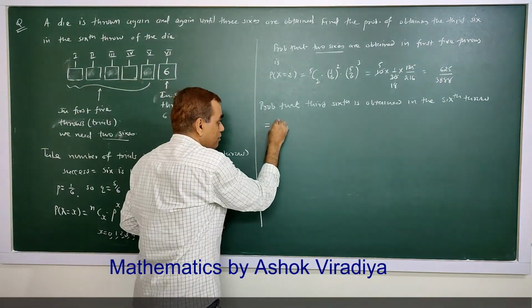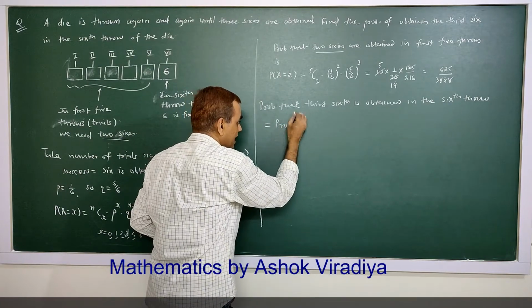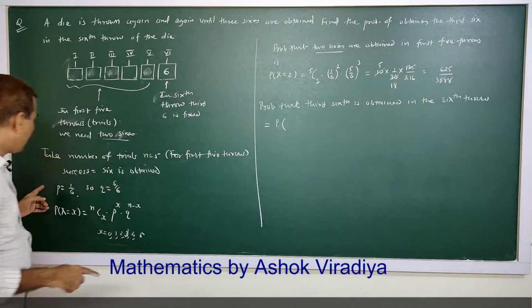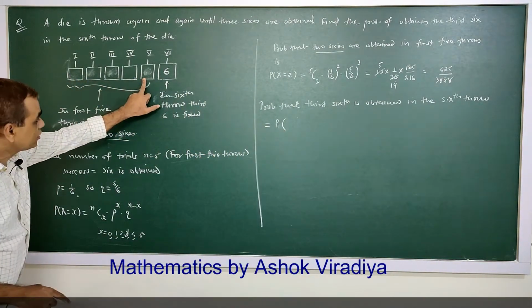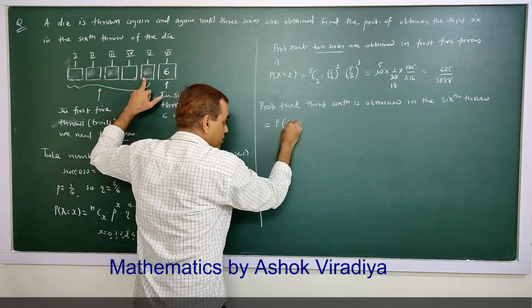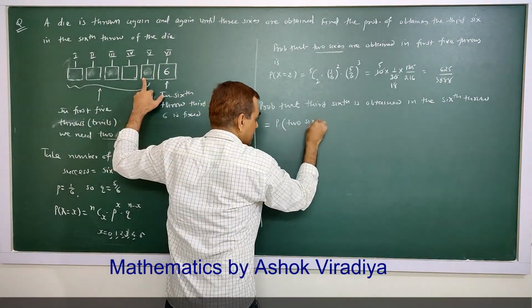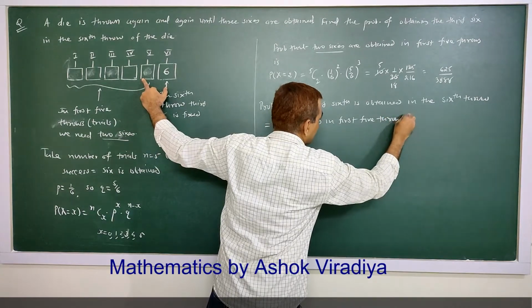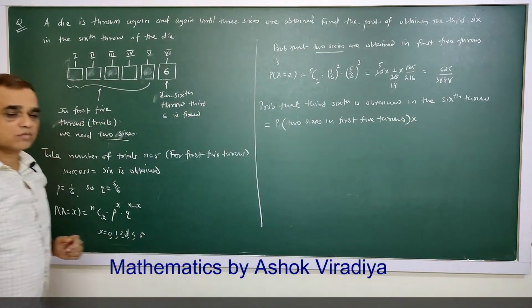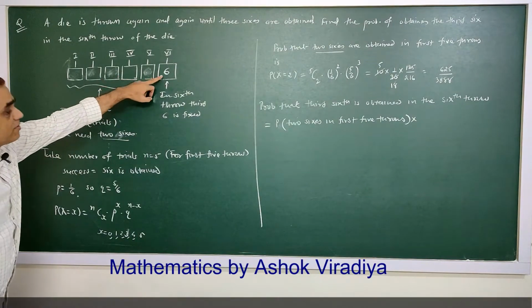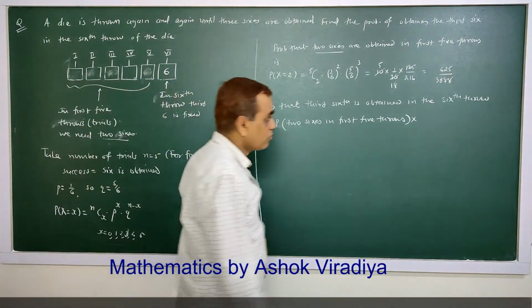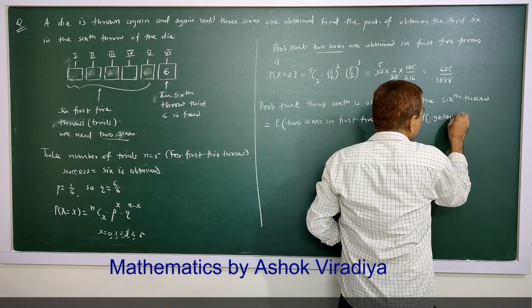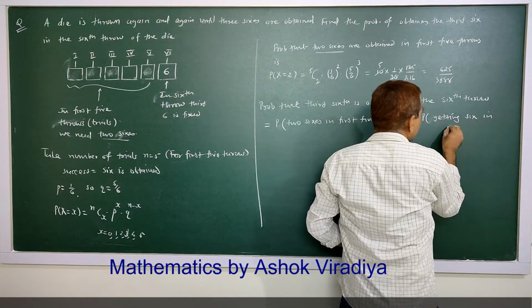So that is the probability of the event that 2 6s occur in the first 5 throws, into the probability of getting 6 in the 6th throw.